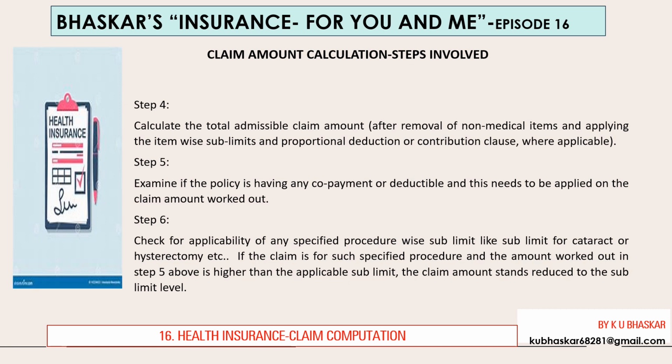The next step, after making the above changes, is to calculate the total admissible claim amount. That is after removal of non-medical items and applying the item-wise sublimits. Now we need to examine if the policy has any copayment or deductible clause, and this needs to be applied on the claim amount worked out. The next stage is to check for applicability of any specified procedure-wise sublimit, like sublimit for cataract or hysterectomy, etc.